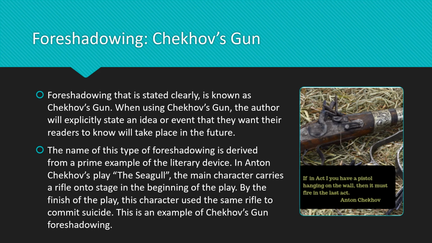The name of this type of foreshadowing is actually derived from a prime example of the literary device. This example is, in Anton Chekhov's play, The Seagull, the main character carries a rifle onto the stage in Act 1 of the play. By the finish of the play, this same character used that same rifle to commit suicide. This is an example of the Chekhov's gun foreshadowing.